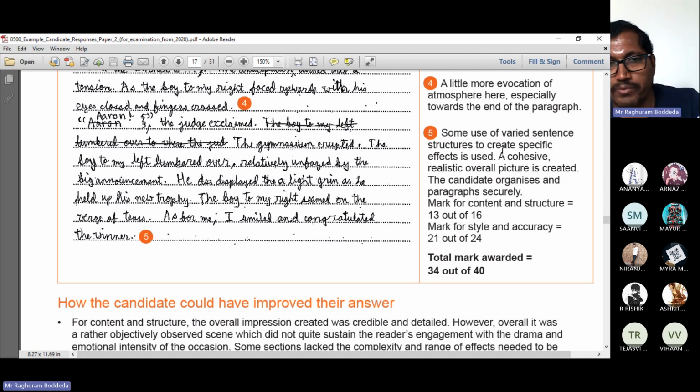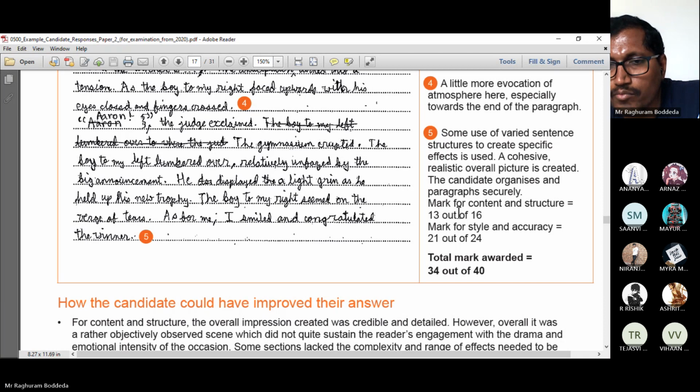Now look at the score for this one. Some used varied sentence structures creating specific effects. Okay, we agree with that. A cohesive and realistic overall picture is created. Yes, we understood that. The candidate organizes the paragraph securely. Previously it was insecure and inconsistent throughout the answer; this one is consistent throughout.